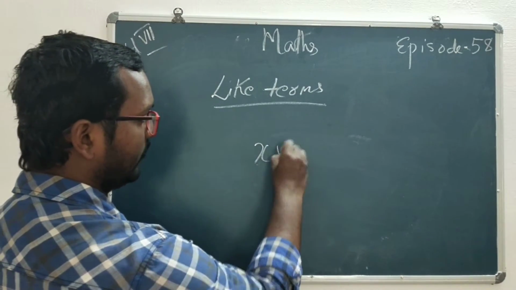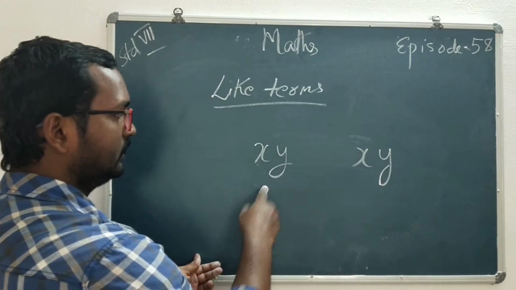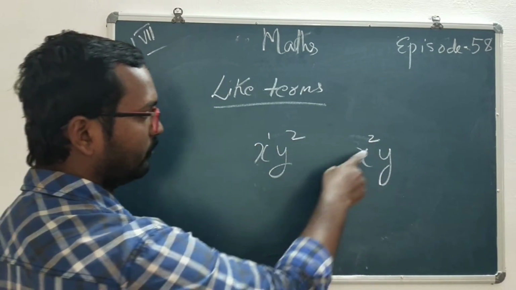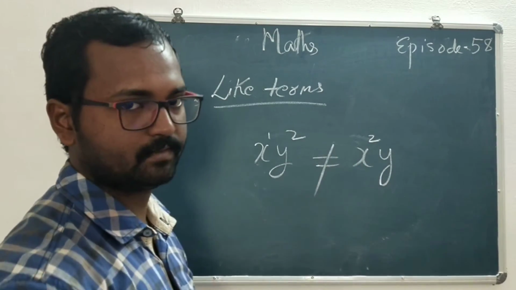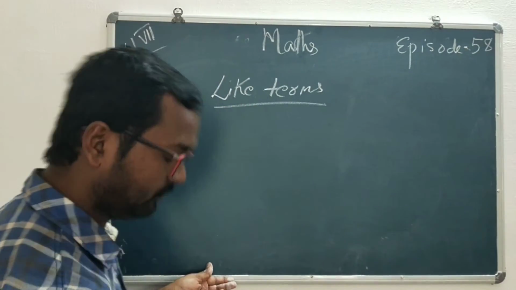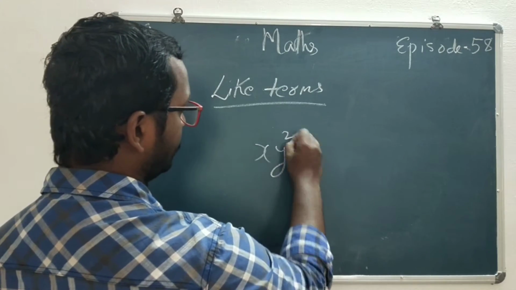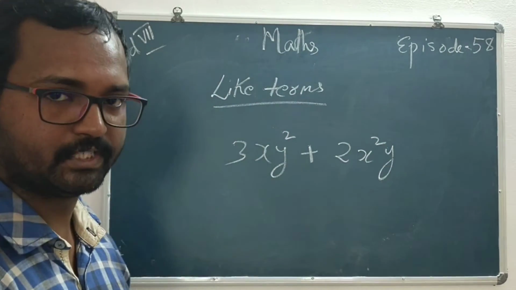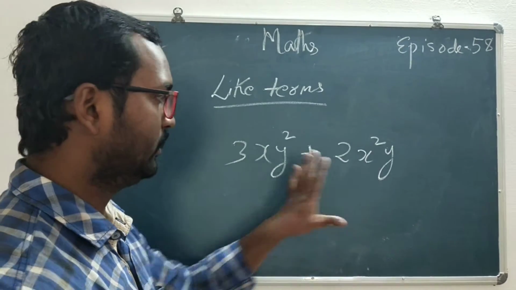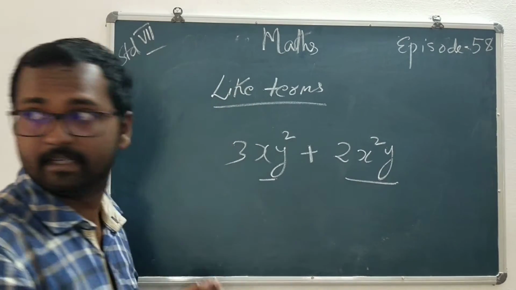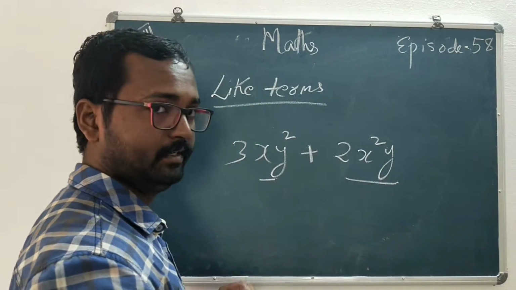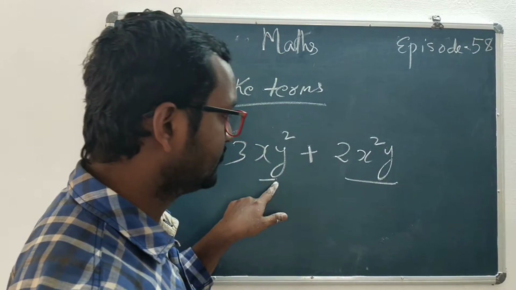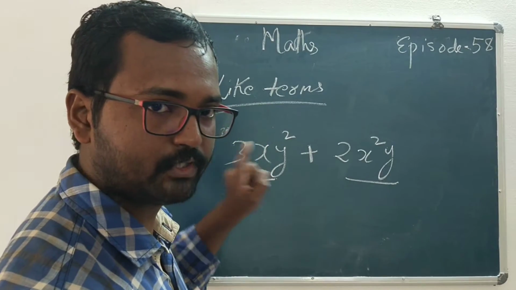So if I introduce here xy, and here also I have introduced xy, here it's xy square and here it's x square y. See here, the power of x here is 1, here the power of x is 2. So these two are not like terms. So if I gave you a question, 3xy square plus 2x square y, and if I ask you to do addition, remember you can't do addition, because these two variables are completely different. They are not same. So to identify like terms, make sure you look at the variables and then you have to look at the power also. The power should also be same.